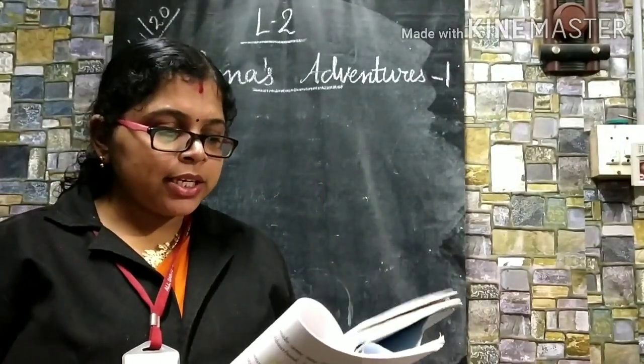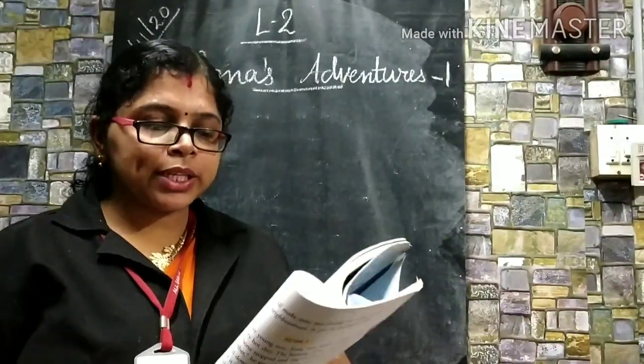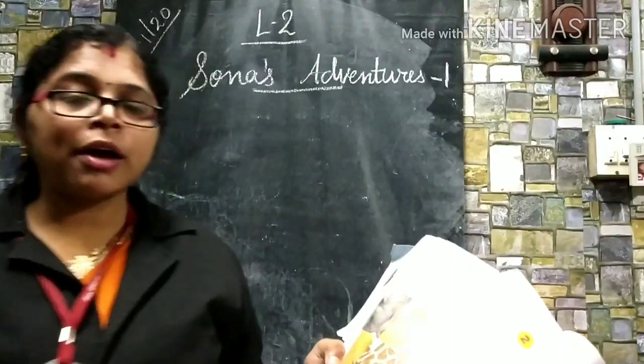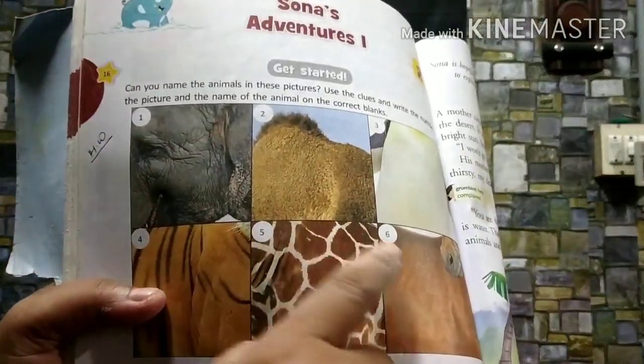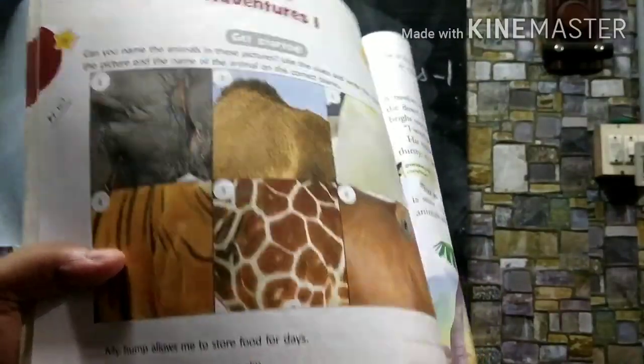Page number 16. Can you name the animals in these pictures? You can see some pictures over there, and you have to see which animals' pictures are there. Numbers are already given here. You have to fill this. You have to do it as homework yourself.